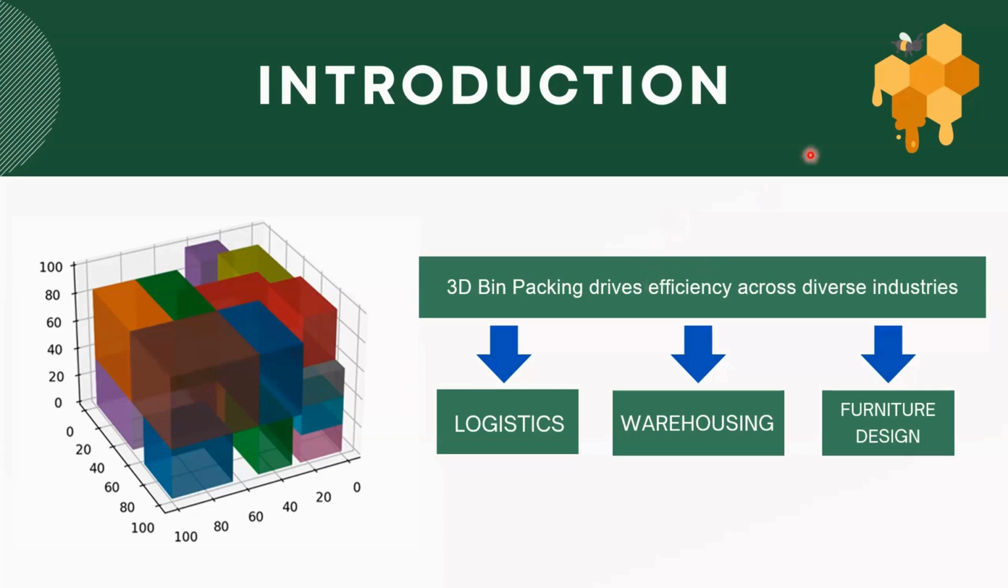As mentioned in the slide, 3D bin packing drives efficiency across diverse industries. Three of them which I have mentioned here are logistics, warehousing, and furniture design. I'll explain furniture design. Basically, in furniture design, we can consider our room as a bin of cubic shape, and we need to fit different furniture of rectangular or cubic shapes into the room such that we get through the constraints we have.